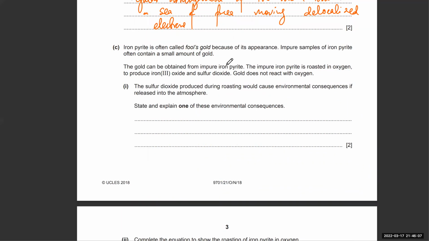Then you have the environment question, an open-ended question. Sulfur dioxide produced during roasting would cause, no, that's not that open-ended, because it's going to produce one of these environmental consequences. It's going to produce acid rain, and acid rain would make the soil and water bodies become acidic.